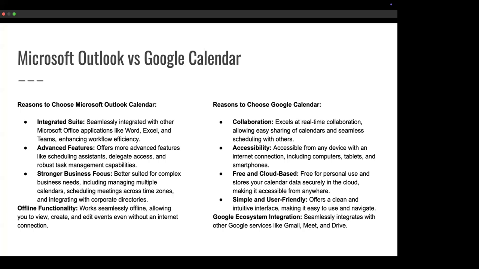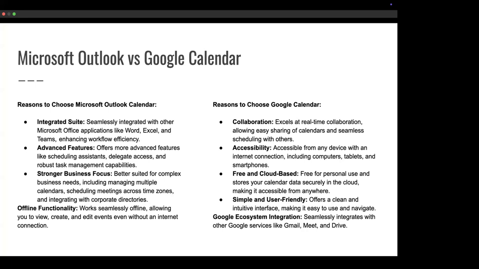Outlook calendar is just so much more business focused. It has a lot more business features. It has better scheduling commands. It's better at delegating access and allowing someone else to manage your calendar in a team environment. And it just has a much stronger business focus. Now, if you're an individual, I personally think that Google Calendar is better because you don't need all of those options and it just gets a little bit confusing.